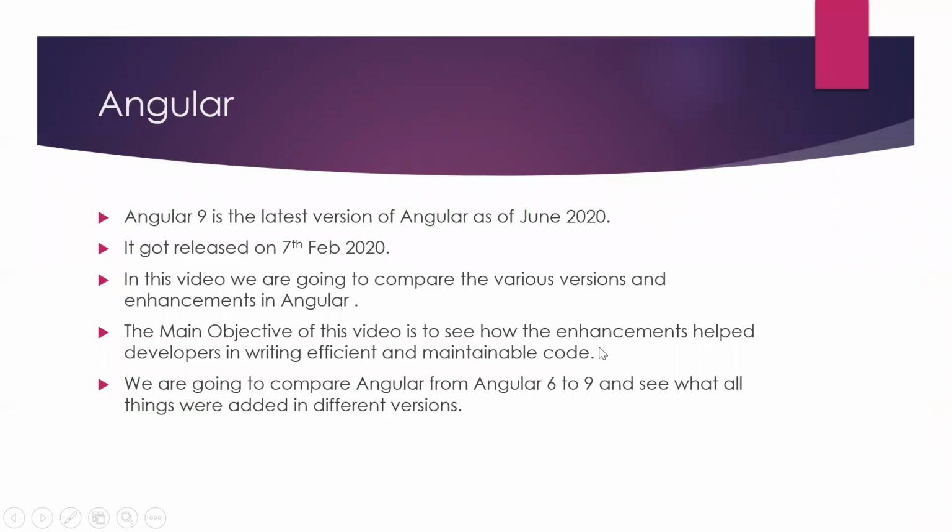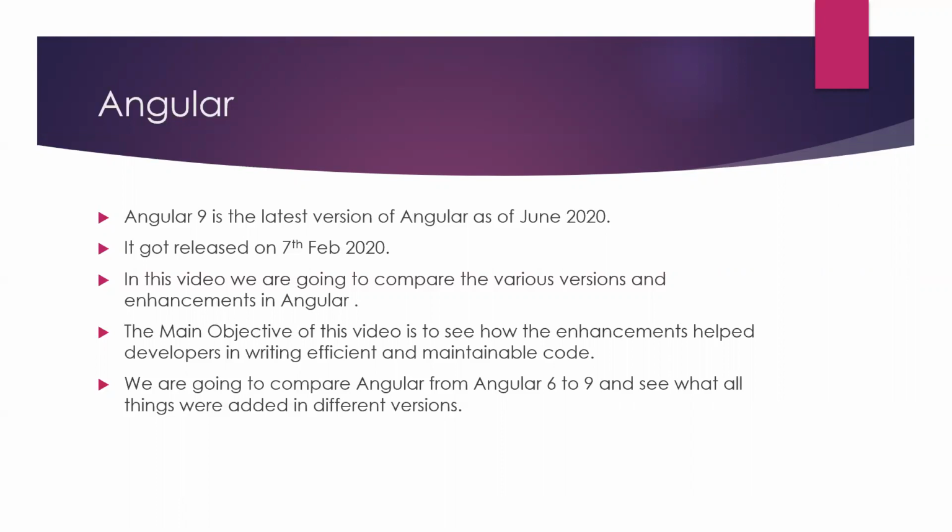If we go to the second slide, I've given a basic overview: what is Angular, and what is the latest version of Angular in the market. Angular 9 is the latest version, launched as of June 2020. It got released on 7th February. Our agenda here is to cover and compare the various versions and enhancements that Angular made in order to give developers a better experience and better development conditions, and make the output of development very effective compared to other frameworks.